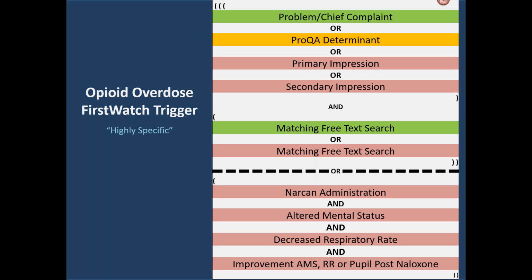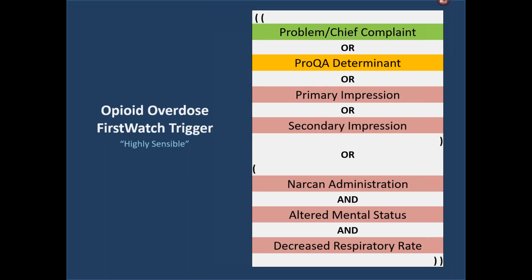Thank you. So this would be our highly specific, highly complicated kind of, taking everything into consideration, opioid overdose approach. Then we have another example that would be a highly sensitive, again, clinical one. So in this kind of trigger or case definition, we are again looking for the same kind of components. We're looking for documentation in either the problem or chief complaint in the CAD or appropriate determinant within the EMD system, or a primary and secondary impression in the EPCR. And here we're looking again for very basic things: Narcan administration, altered mental status, and decreased respiratory rate. So kind of like a milder version of the first example that I just showed you.